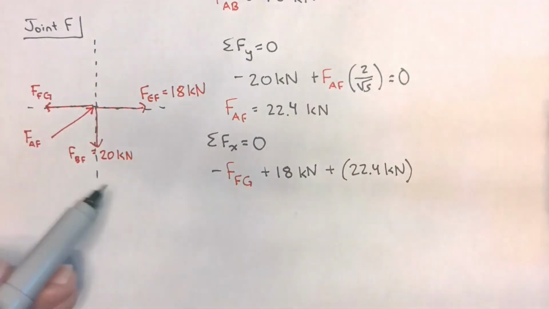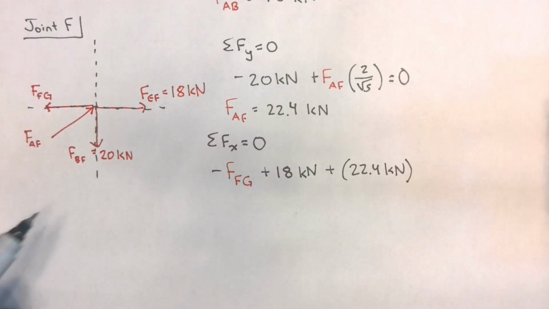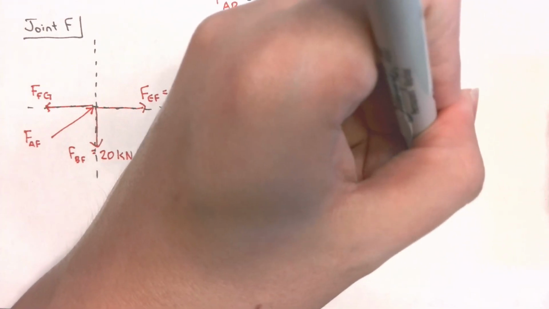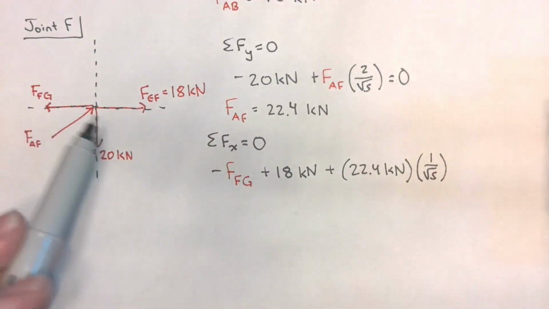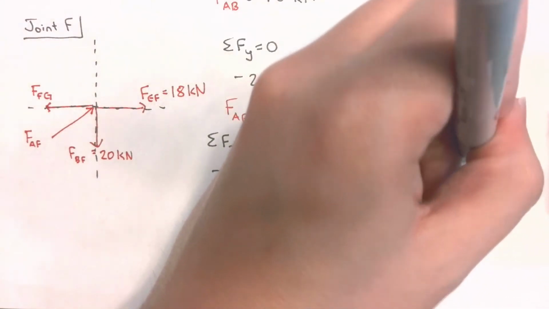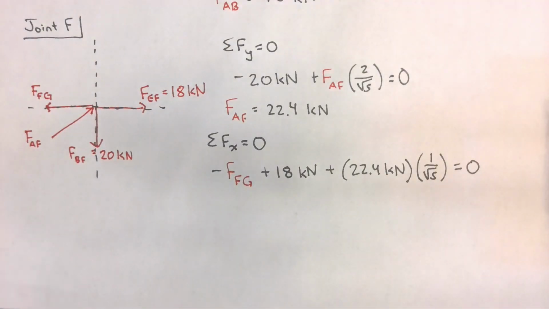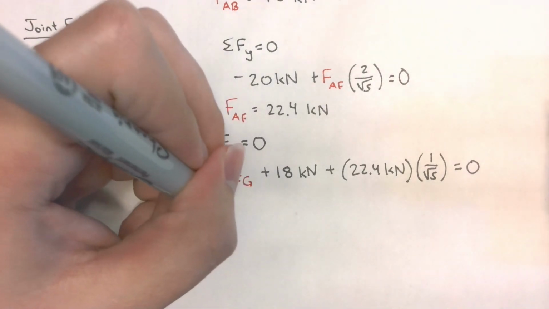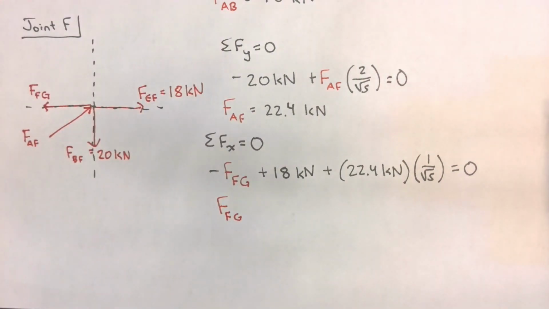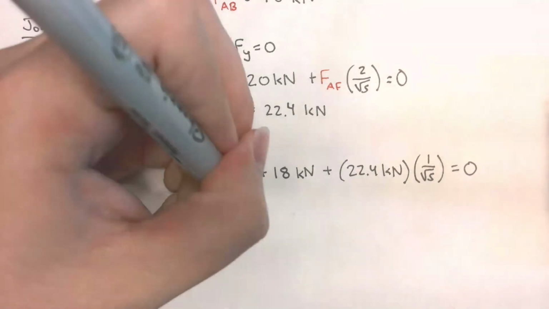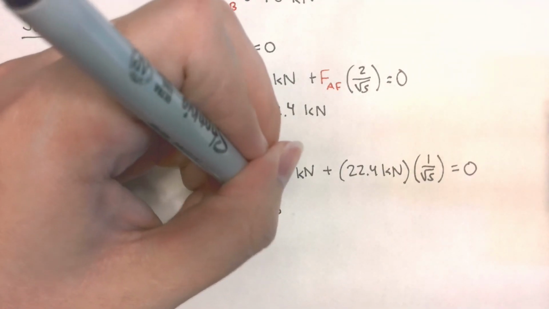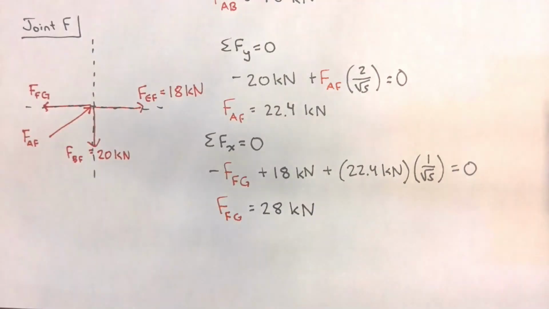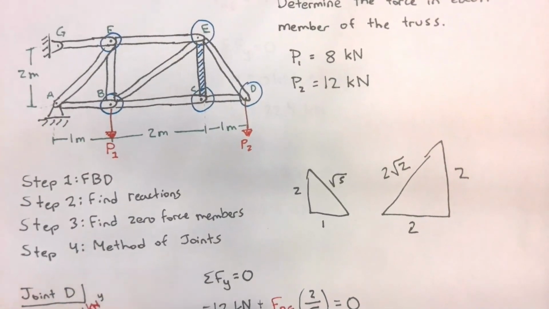But I only want the x component, so I multiply it by the slope of the x component, which should be equal to 1 over root 5. I think those are all my x forces, so all this equals 0. And now I can solve for my unknown force FG. So I get approximately 28 kilonewtons. And those are all the forces for our bars. We found every single force.